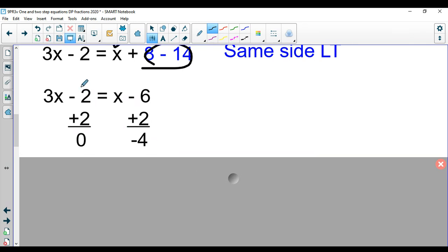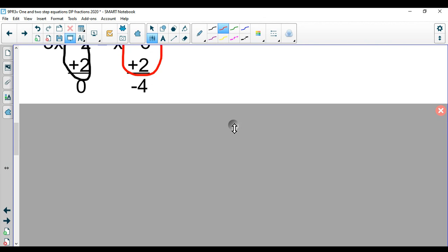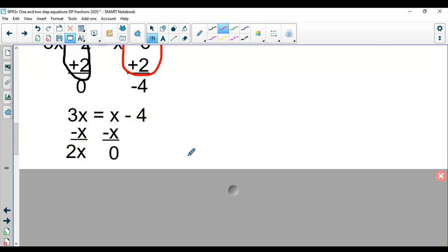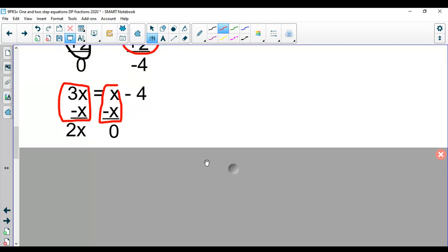Now we do inverse operation, inverse. Go back to red, balance. 2 minus 2 is 0, 6 minus 2 is negative 4. Restate question. 3x equals x minus 4. Same step. Inverse operation, right here, inverse on the right side. Have to balance on the left side. 3x minus x equals 2x. Restate.